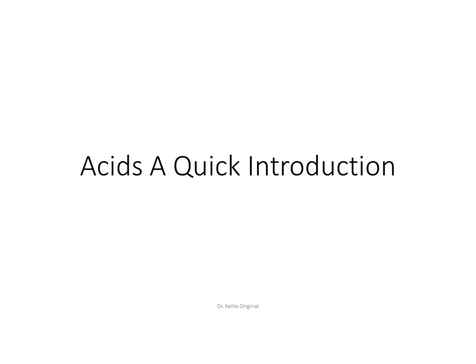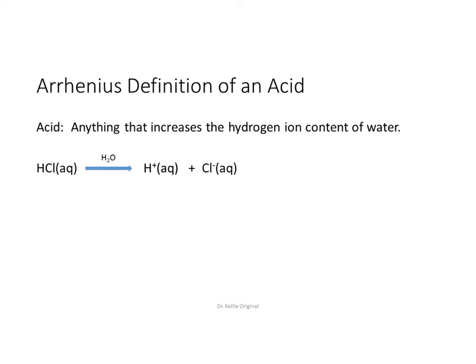All right, let's introduce ourselves to acids. What is an acid? There are a couple different ways of defining an acid. The first way we're going to define an acid is based on the Arrhenius definition of an acid. According to Arrhenius, an acid is anything that increases the hydrogen ion content of water.